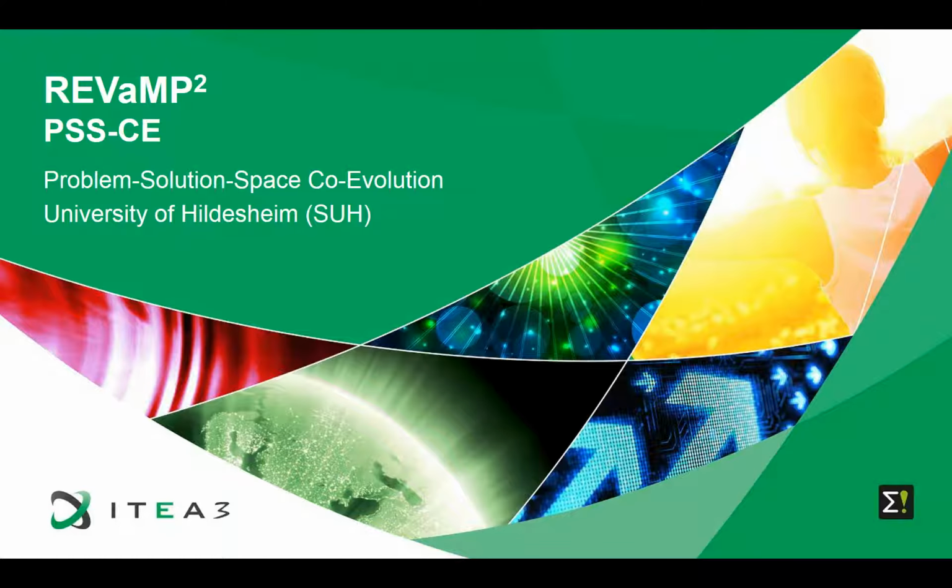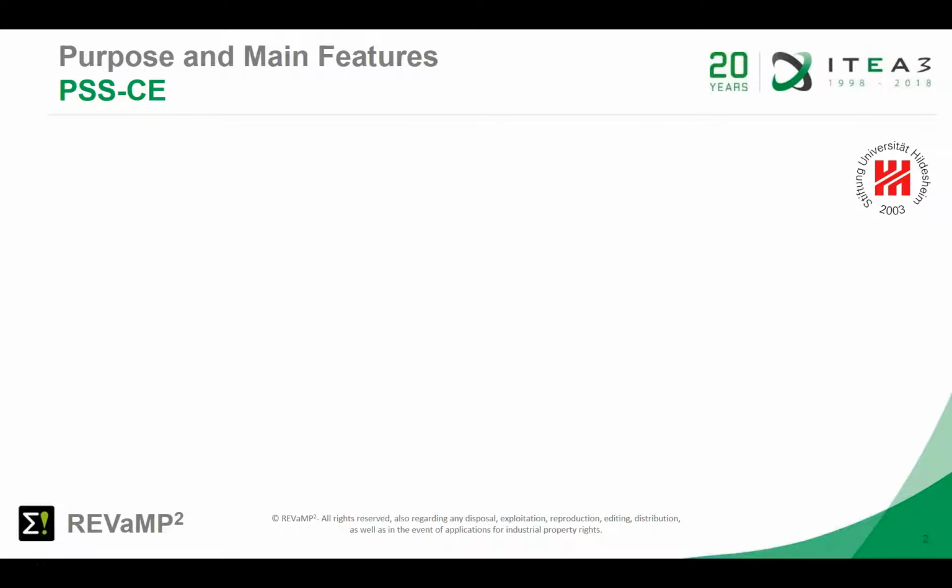Hi, and welcome to this demonstration of the Problem Solution Space Co-Evolution Support tool developed by the University of Hildesheim for Work Package 5. The purpose of this tool is to support the co-evolution between different types of artifacts in terms of detecting unintended divergences between them.